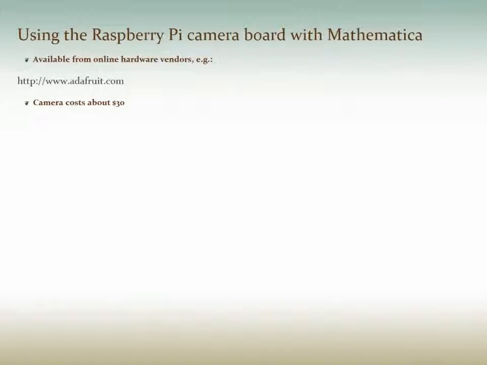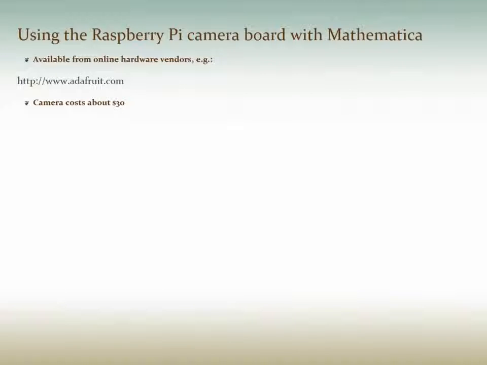So now let's look at a few examples of how to use Mathematica to interact with hardware on the Raspberry Pi. The simplest case is probably the Raspberry Pi camera board. It can be purchased at online hardware vendors such as Adafruit.com. I mention this particular hardware vendor because it also offers great online support to get your hardware connected to your Raspberry Pi. The Raspberry Pi camera board costs about $30 and is a fun piece of hardware that is well supported by Raspberry Pi and Mathematica.